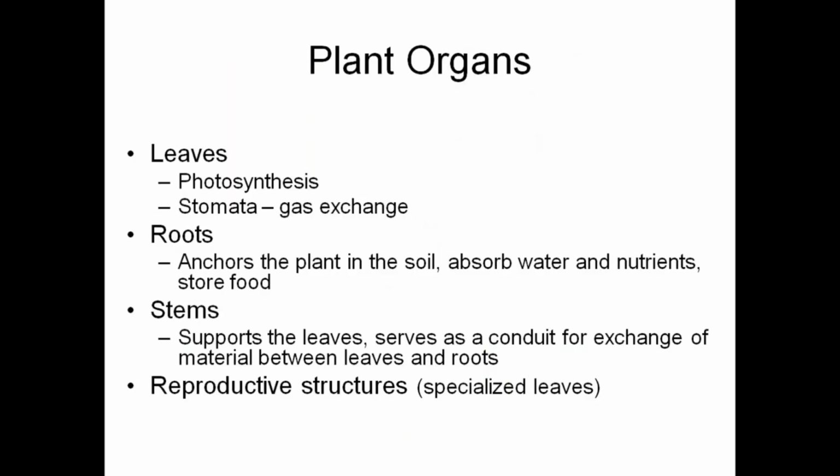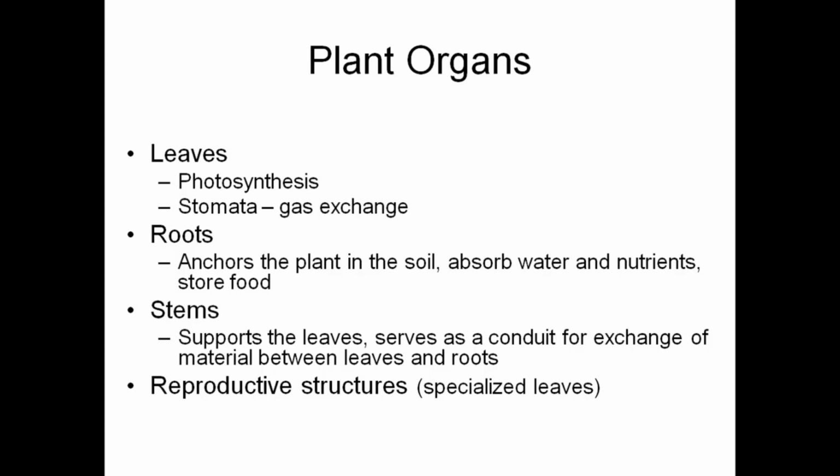The four plant organs are the leaves, which function in photosynthesis. Stomata, or stoma would be the singular form, are the pores through which carbon dioxide and oxygen diffuse into and out of the leaf. Roots function in anchoring the plant into the soil, absorbing water and nutrients, and also may be a food or photosynthetic sugar storing region in the plant.